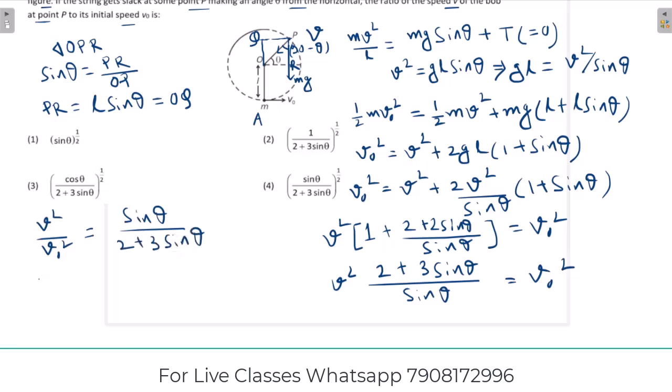So v by v0, taking the root on both sides, is equal to sin theta divided by 2 plus 3 sin theta, to the power half. So this is the answer: sin theta divided by 2 plus 3 sin theta, to the power half, that is option 4 is the correct answer.